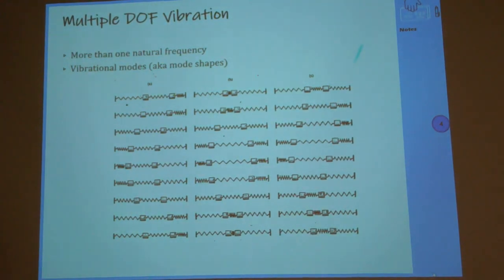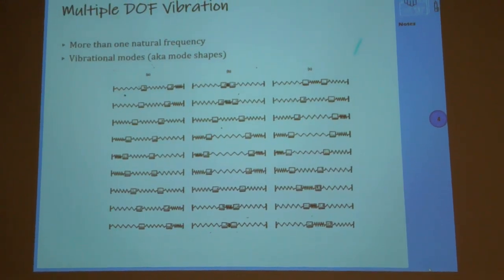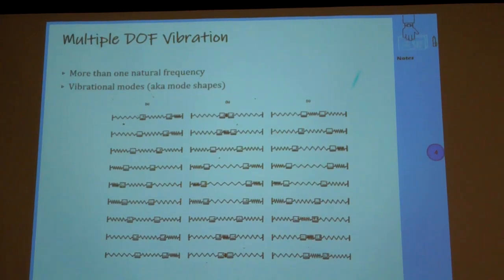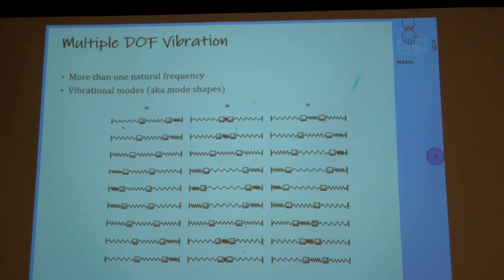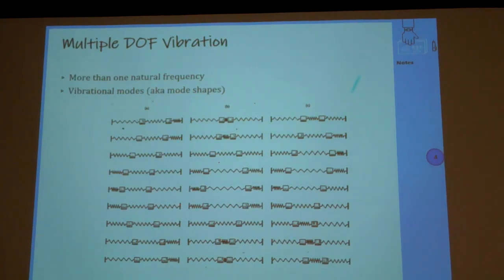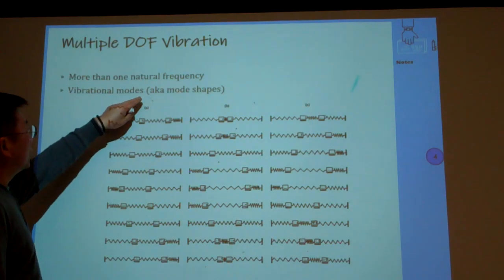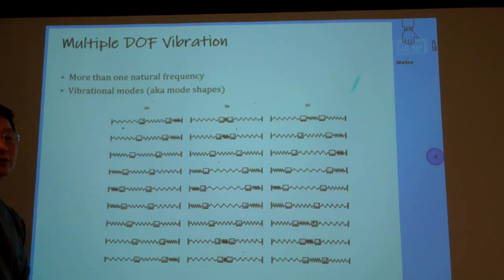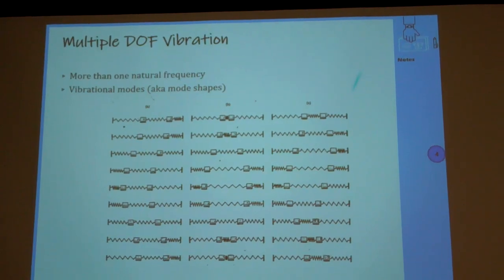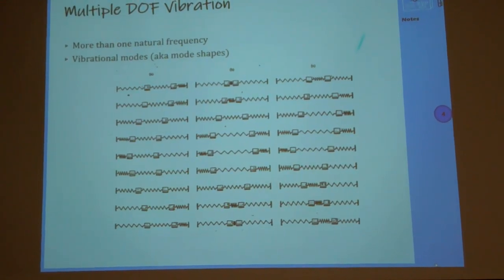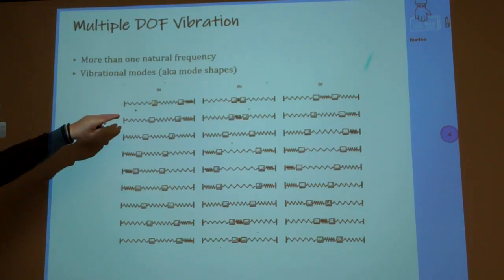So here I want to show you the first feature of the multiple degree freedom that we cannot see in single degree freedoms. It's called the vibration mode. We call it the vibration mode, or the mode shapes, or sometimes the modal vectors. And here is a kind of schematic.